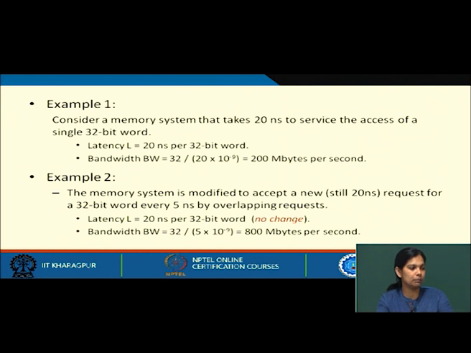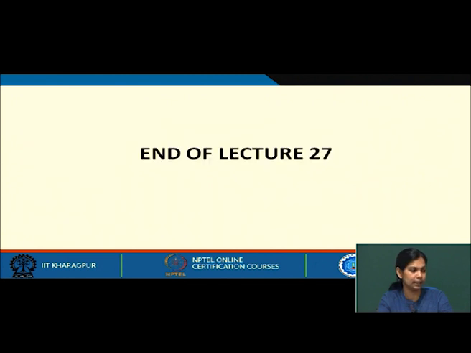So, we have seen some examples of what latency and bandwidth are and how important they are in the context of memory system design. Now, we came to the end of lecture 27, and we have completed memory system design to some extent. In the next lecture, we will be looking into how we can further make the memory faster. So, we will be moving on with the memory hierarchy, cache memory, virtual memory, etc. Thank you.